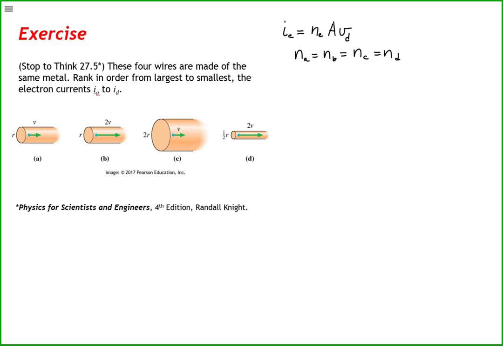Now we see from our formula for electron current that electron current is directly proportional to cross-sectional area, and it's also directly proportional to drift speed. So this means the larger the cross-sectional area, the greater the electron current. And that's because the larger the cross-sectional area, there are more electrons present that are able to move. And also the faster the drift speed of the electrons, the greater the electron current, because you're getting more electrons crossing that cross-sectional area per unit time.